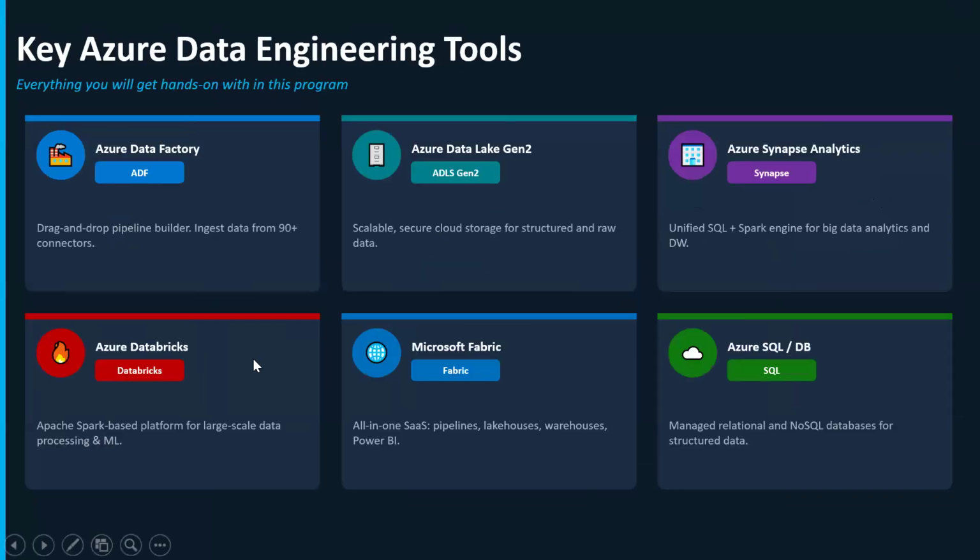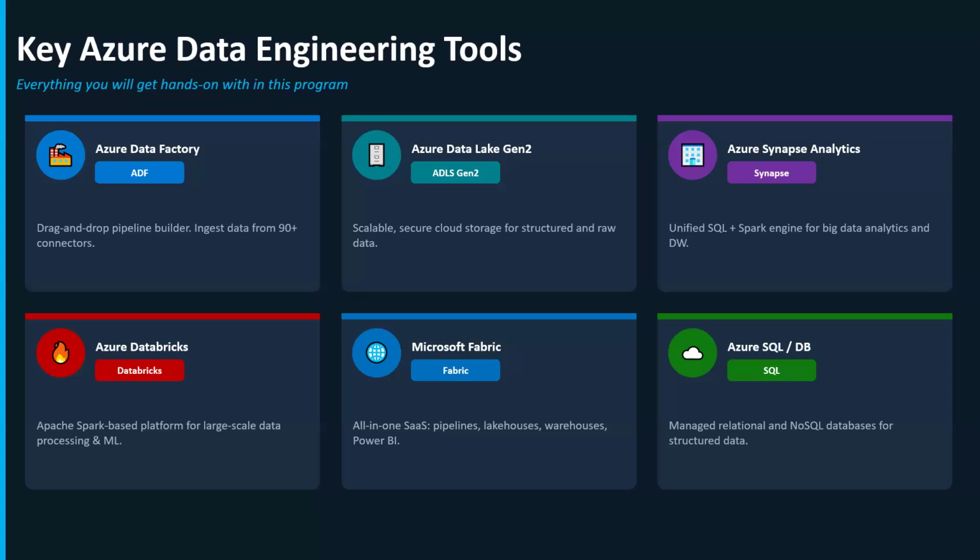Within Azure data engineering, what are the things that you are going to learn? If you want to become a good Azure data engineer, what do you need to learn? One is Azure Data Factory. Azure Data Factory is an ingestion tool where you connect 90-plus connectors and get the data. Okay, Azure Data Factory.